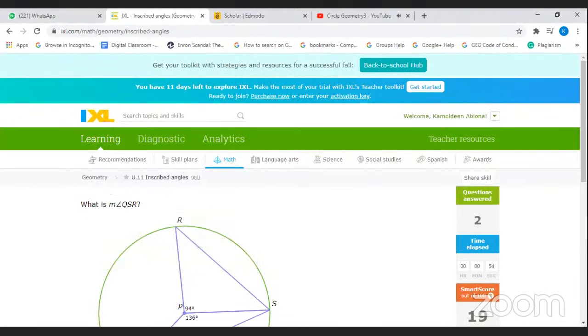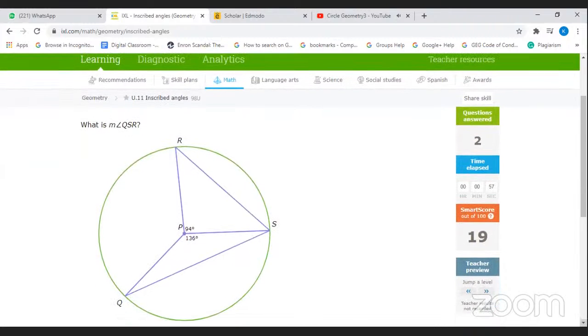So by the time you had everything here, QSR, add everything together. So here now, we need to find this place. So if you add 94 plus this, it will give us 230. So it means this is 130. So if this is 130, this one will be half, that's 65.